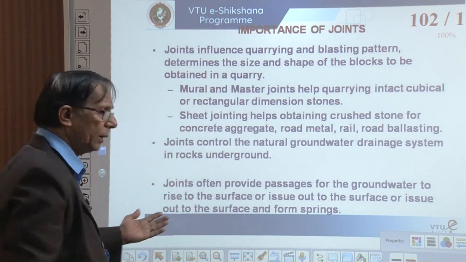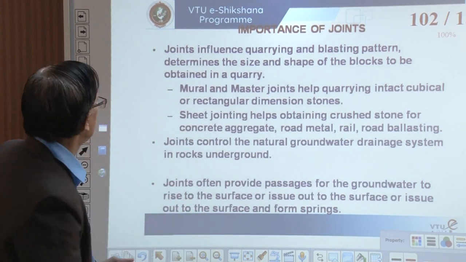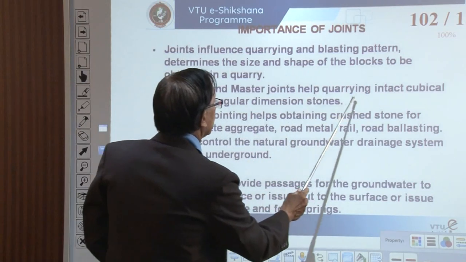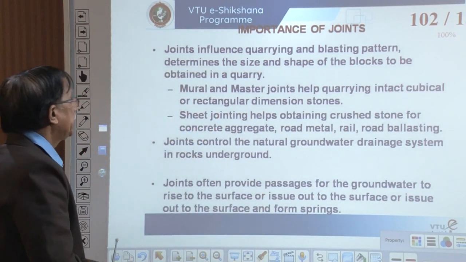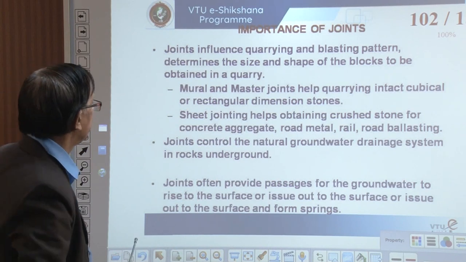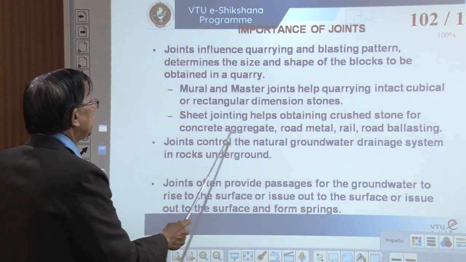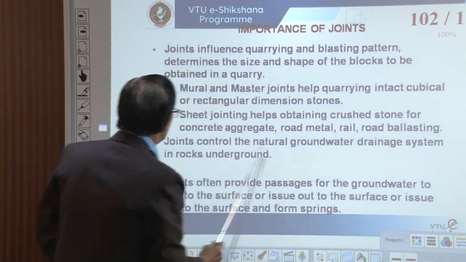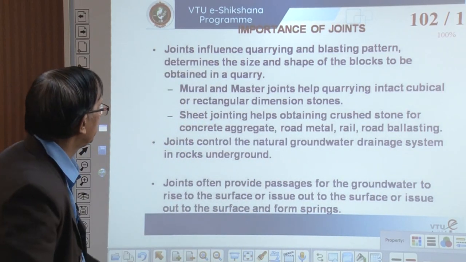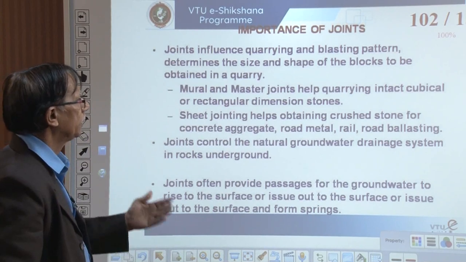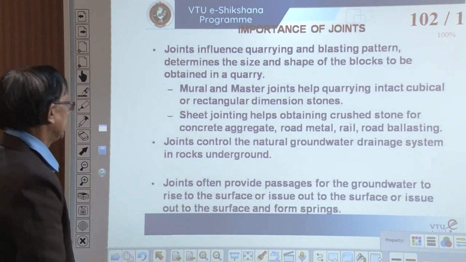In the field, they may be helpful for quarrying. Mural and mortar joints help quarrying. Intact cubical blocks we can remove, so dimensional stones are possible. Sheet joints help in obtaining crushed stone for concrete, aggregate, etc. We can easily cut stone for roads, railway ballast, etc.